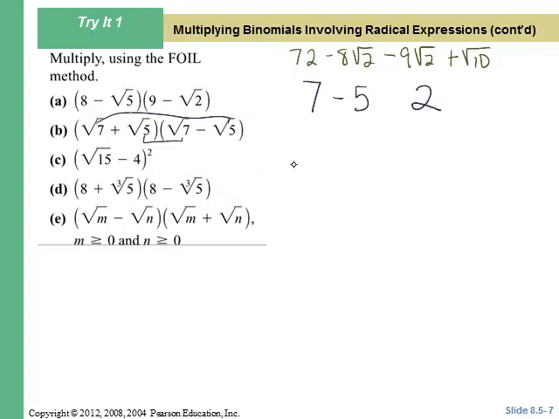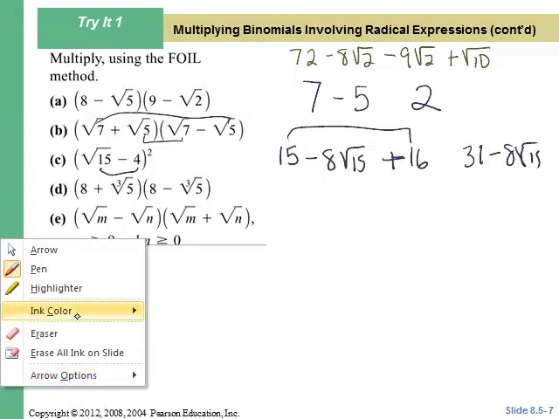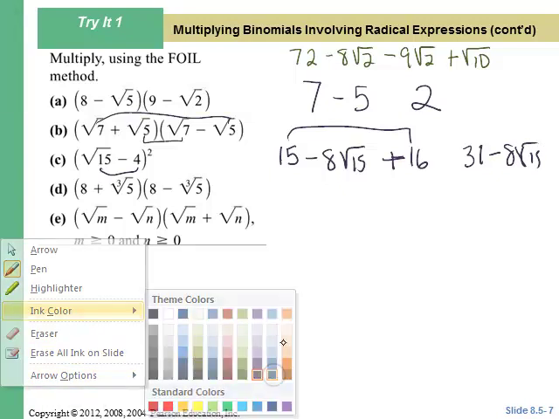Square root of 15 times the square root of 15 is 15. 4 times 4 is 16. Twice this times this is, that should be a plus 16, minus 8 root of 15. 15 and 16 makes 31 minus 8 root 15. Next one is also a square. I'm going to change colors again.